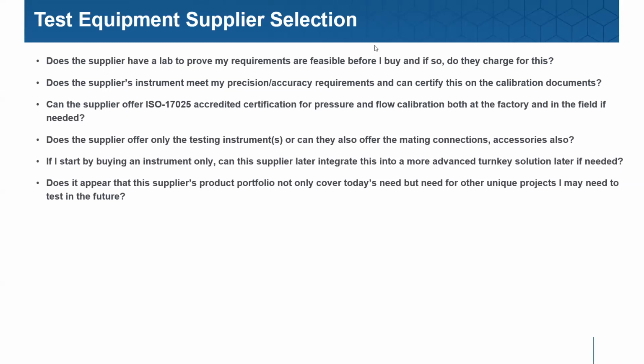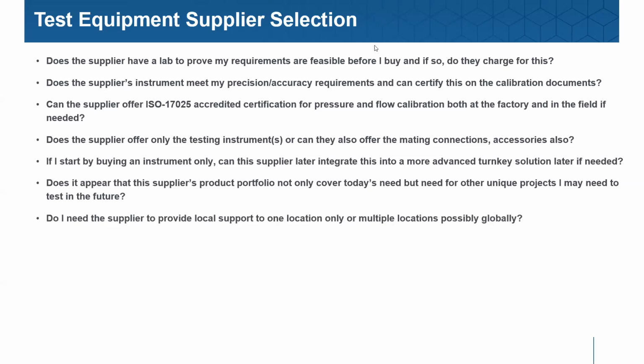But once I develop the new product, they will not be able to offer me the same equipment, and I'm going to have to start over again with a new supplier. Do I need local support alone at just one location? Or is this potentially going to involve several facilities, maybe across the globe? And is that supplier in a position to support globally or multiple locations?